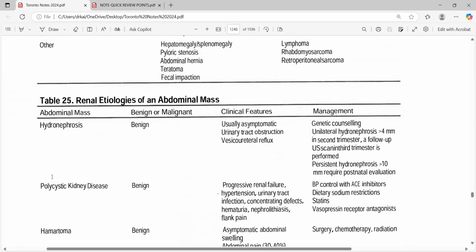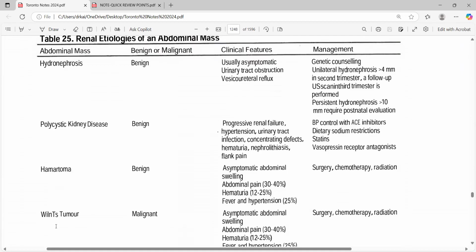Then comes the abdominal mass. The most important is Wilms tumor. We already know that this one is very common. Then comes polycystic kidney disease after that. Polycystic is important mainly because it has some connection with your brain as well. So you could have aneurysm or later on develop some sort of BP problem. That's why polycystic is important. Progressive renal failure and urinary tract infection are very common. Hematuria. So management is BP control, dietary sodium restriction, statins, and vasopressin.